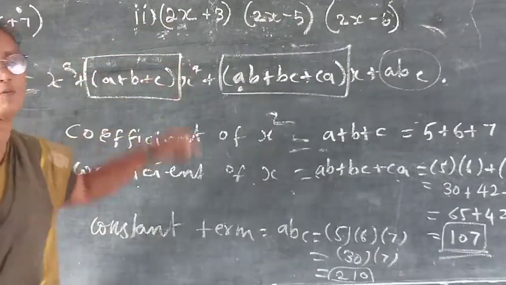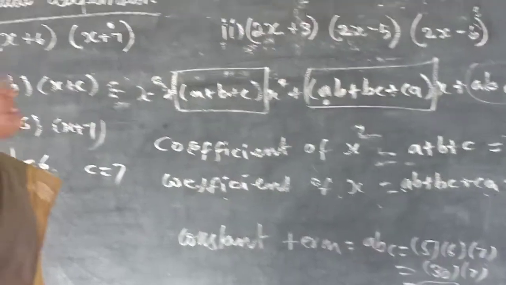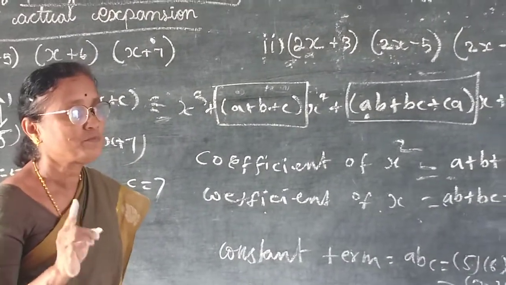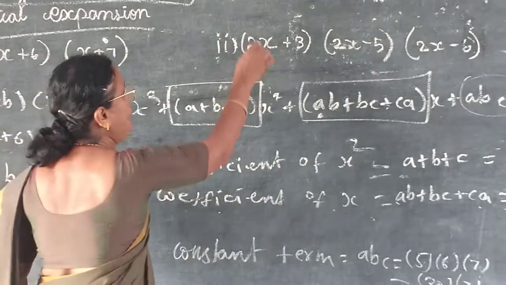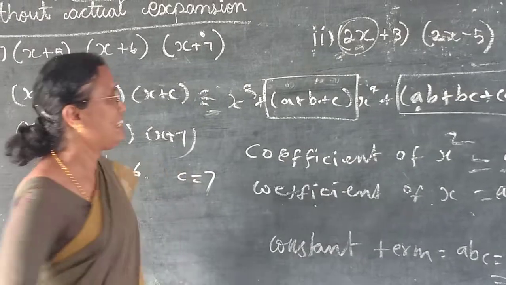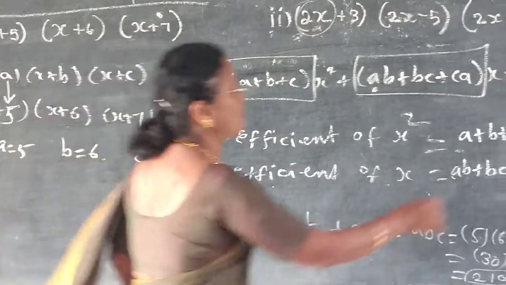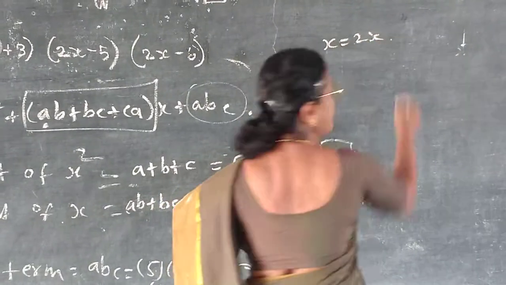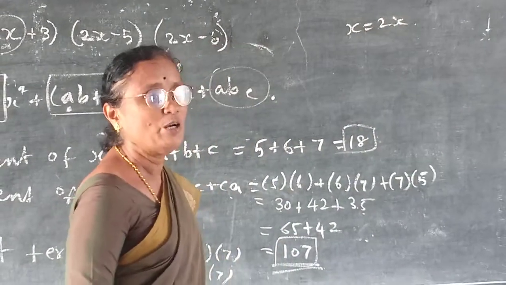Next, second problem. A little bit careful you should be. In the place of x, what do you have? 2x. In the place of x, second problem. Shall I do it here? Yes. x equal to 2x.